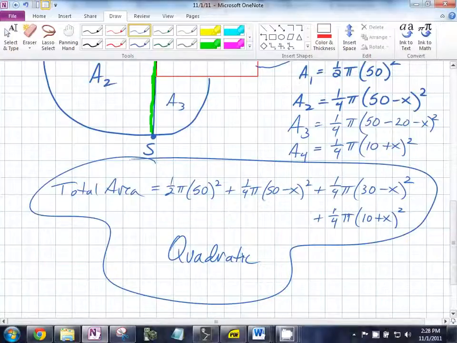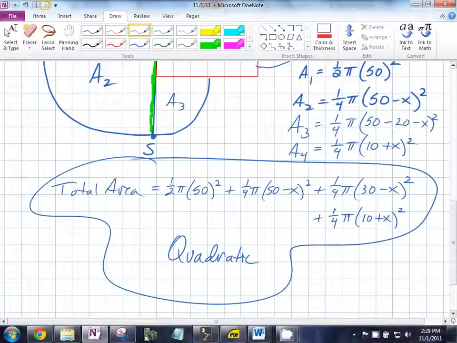If you have a quadratic, what's the shape of a quadratic? What's it called? A parabola. And the parabola either faces up or down. A parabola either has a max or a min. If you're looking at the parabola.